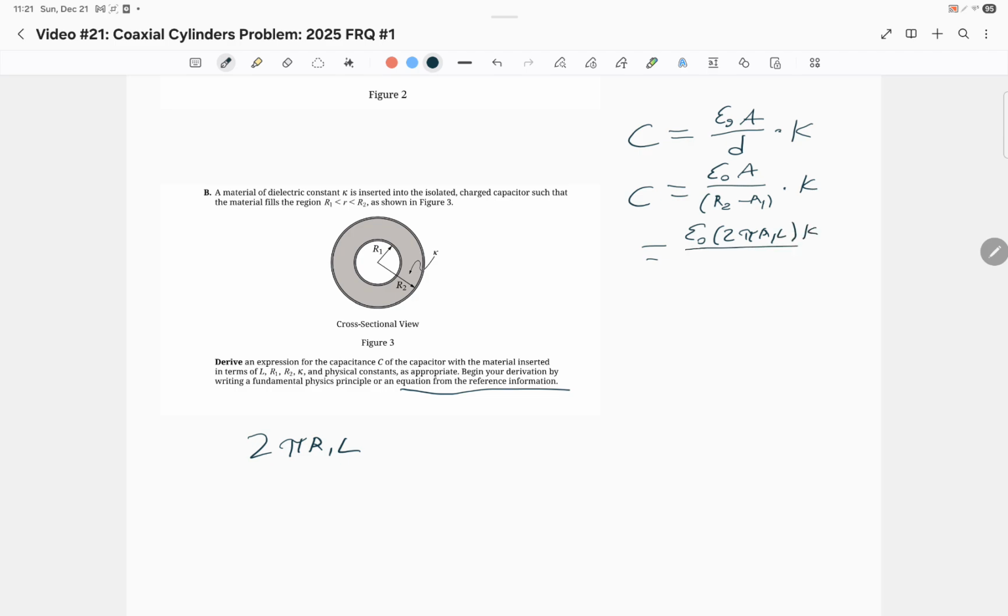We'll put that on the top now, over R2 minus R1. And that should be your answer. There you go. I don't see another way to do this, because you have to have it in terms of what they give you. So we have an L in there, we have R1 and R2, and then we have K. That is everything. So we should be good. That should be your answer.